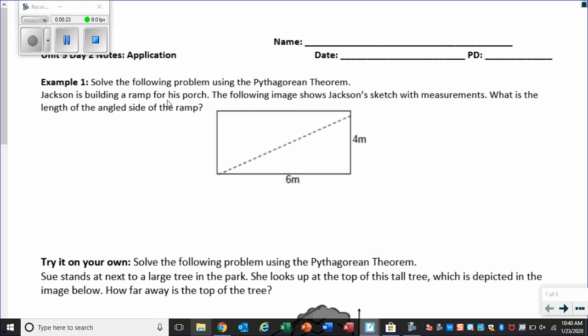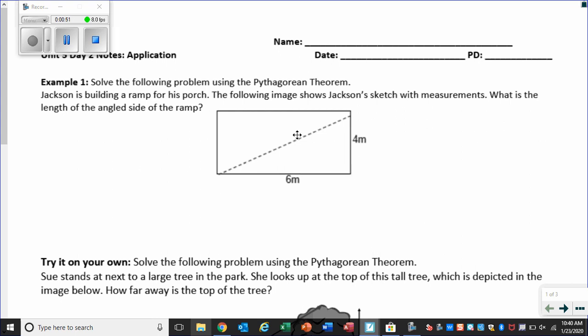Jackson is building a ramp for his porch. The following image shows Jackson's sketch with measurements. What is the length of the angled side of the ramp? So that's this one. That's the side of the ramp that people would walk on or use. So we need to find this side. Now, if you notice, it creates this triangle. Okay, and they told us to use Pythagorean theorem, so we can assume it's a right triangle.